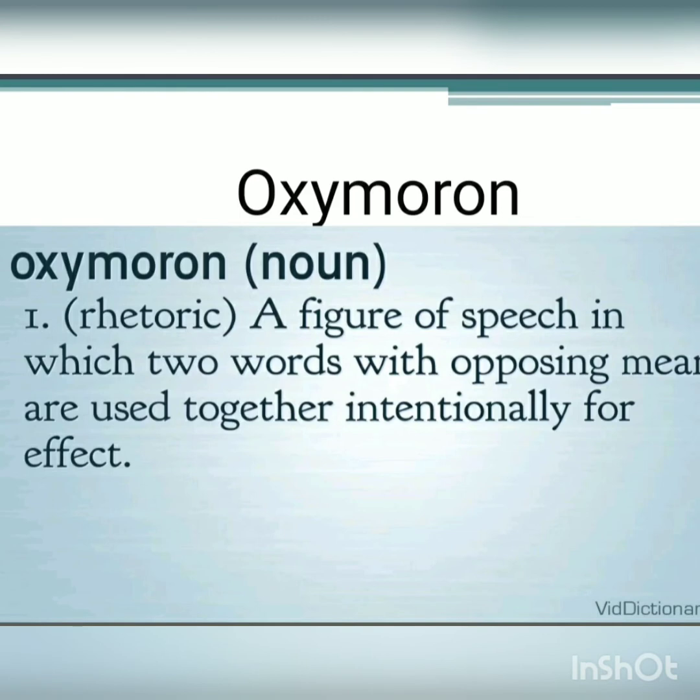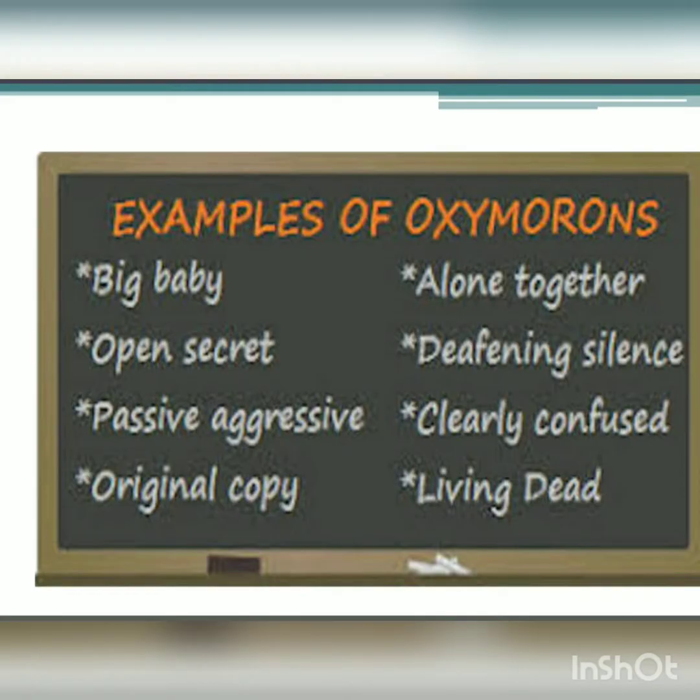Next one is an oxymoron. Oxymoron is a figure of speech in which two words with opposing meanings are used together intentionally for effect. Some examples of oxymoron: big baby, open secret, passive aggressive, original copy, and others. Here in oxymoron, we use opposite features of something.